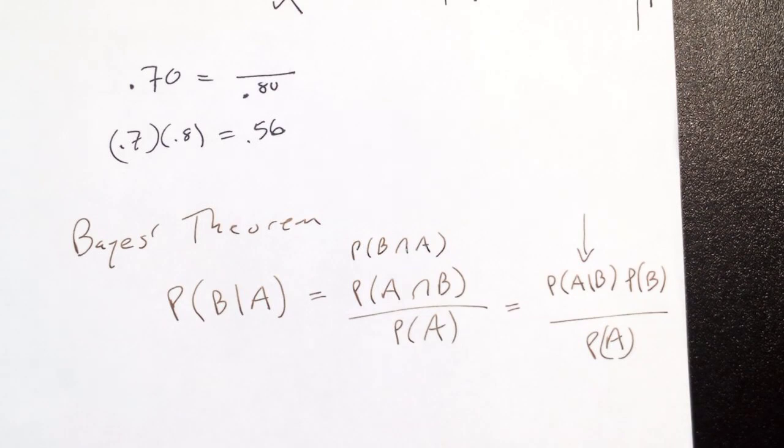I'm multiplying the two numbers together. It doesn't matter what order I multiply them in. So the probability of B and A is the same as the probability of A and B. It's just the way in which we go about finding those numbers.